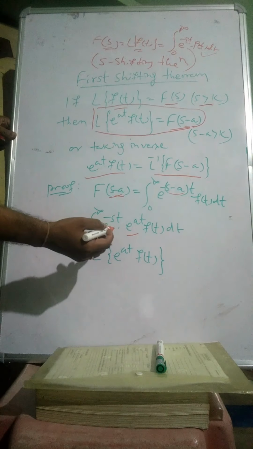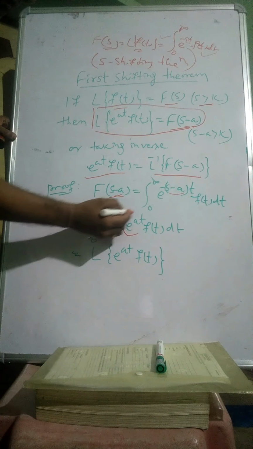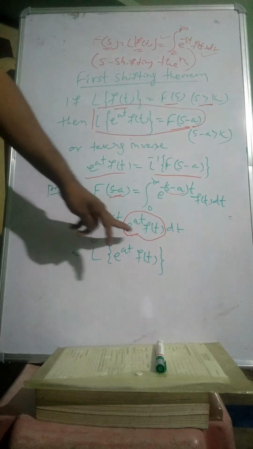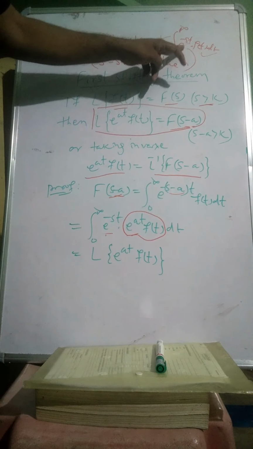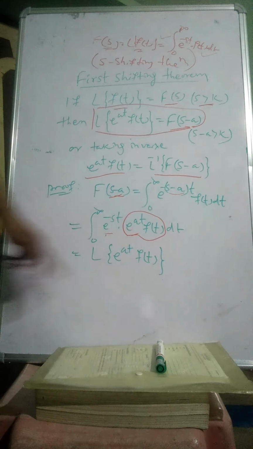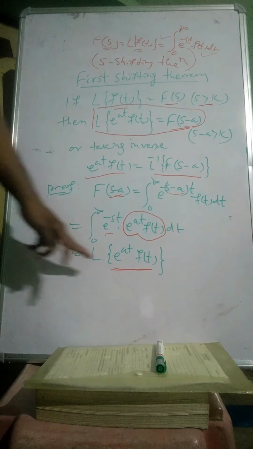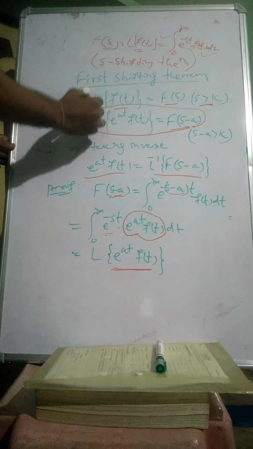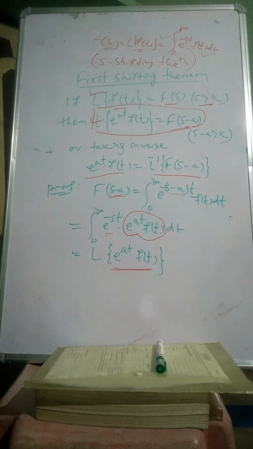So now if you compare with the definition of Laplace of f of t, here e to the power minus st, and in place of f of t, here it is e to the power at into f of t. Just compare with the definition of Laplace, then whose Laplace transform will this be? It will be the Laplace transform of e to the power at into f of t. So this is your left hand side. Okay, so this is the proof.